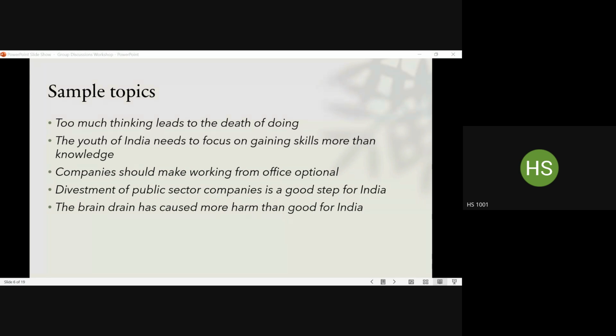Okay? That's a very good point, Shonali. But sometimes somebody can also interpret it as, that's not actually true. I do not agree with the topic. I am going to give arguments against the motion. In debates, the topic is called the motion. Okay? So I am not going to argue for the motion. That is, I am not going to give arguments that say divestment of public sector companies is a good step for India. But I am going to give arguments that mean the opposite. Divestment of public sector companies is not a good step for India.